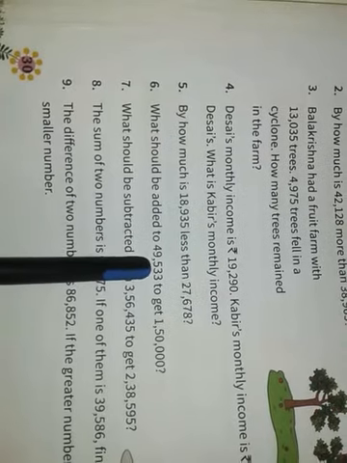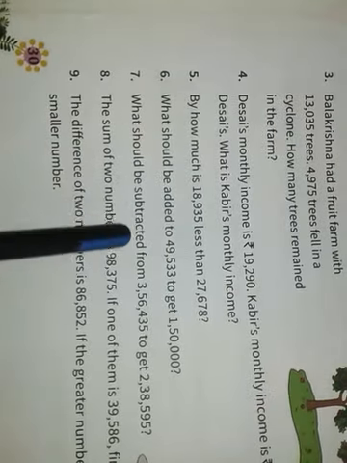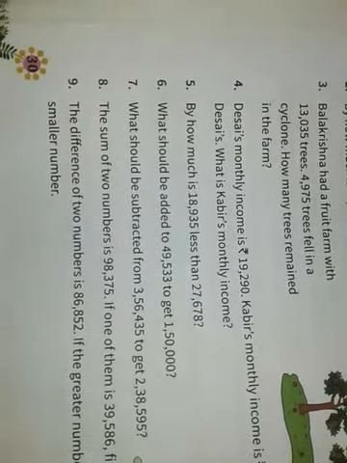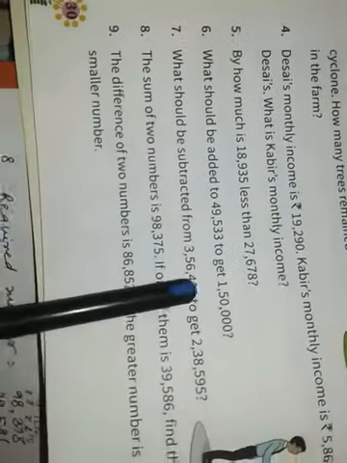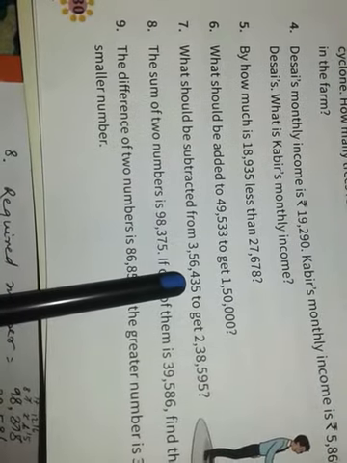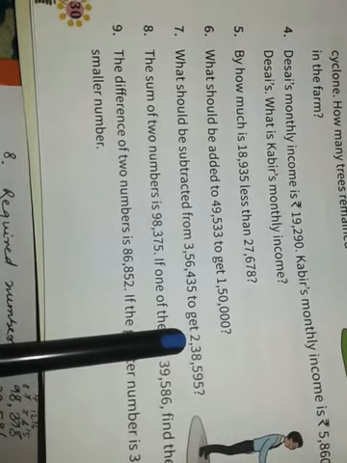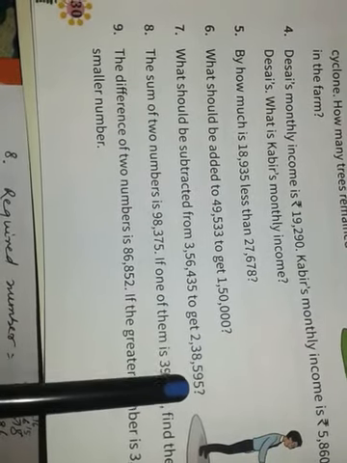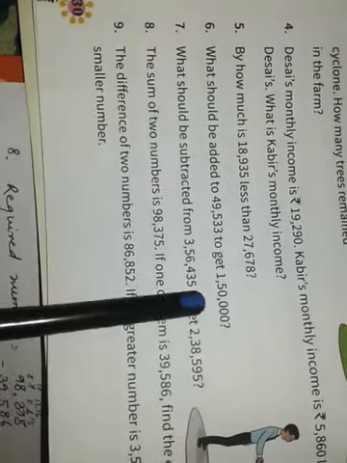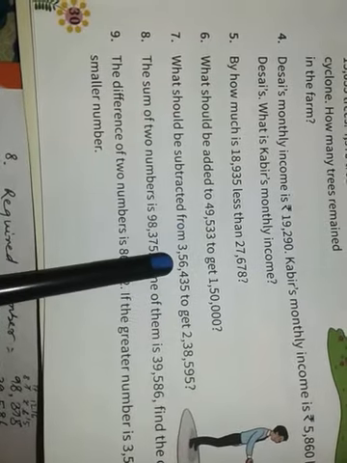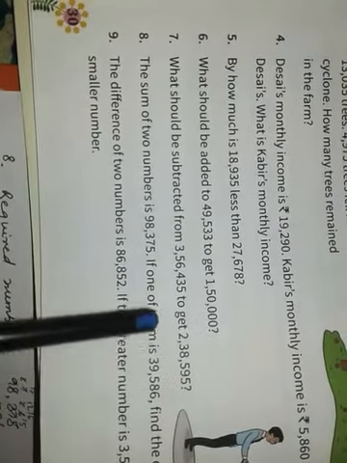Okay, next: what should be subtracted from 3,56,435 to get 2,38,595? The simple concept here: this is the bigger one, so we subtract the smaller one from the bigger one. Okay.